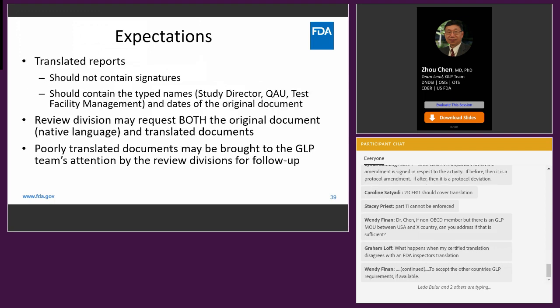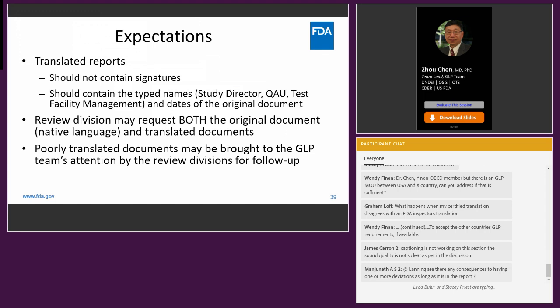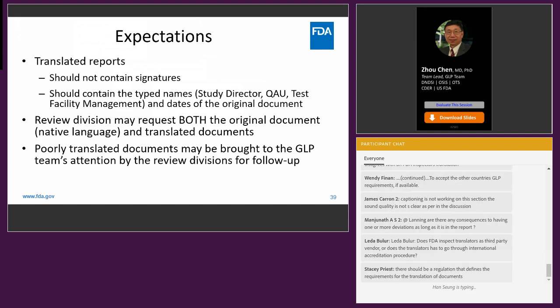Translated study report should not contain signatures. Instead, the translated report should contain the typed names for study director, QA, and facility management, and the typed dates of the original study finalization by the translator. That is, the translated report should include a signed and dated statement from the translator and the typed name of the study director and the typed date from the original study report. The translator should enter the names and the original report finalization date, not the translation date.